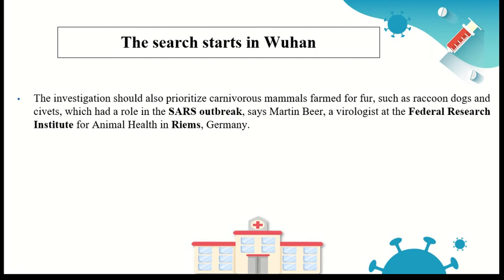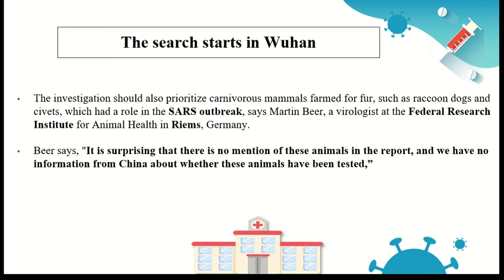So the investigation should also prioritize carnivore mammals farmed for fur, such as raccoon dogs and civets, which had a role in the SARS outbreak, says Martin Beer, a virologist at the Federal Research Institute for Animal Health in Riems, Germany. Beer says that it is surprising that there is no mention of these animals in the report, and we have no information from China about whether these animals have been tested.